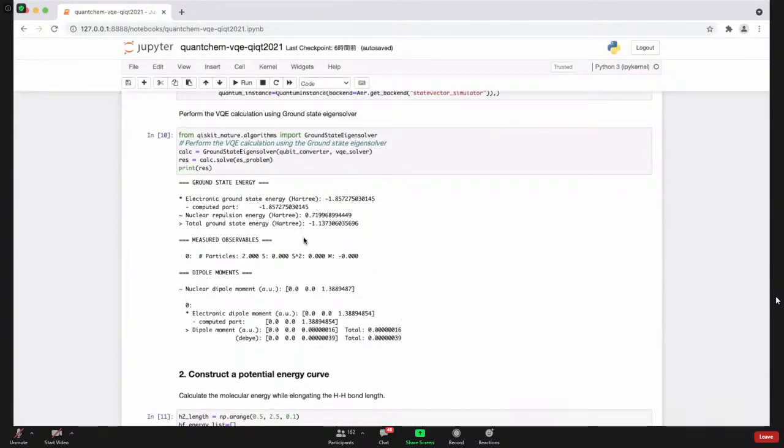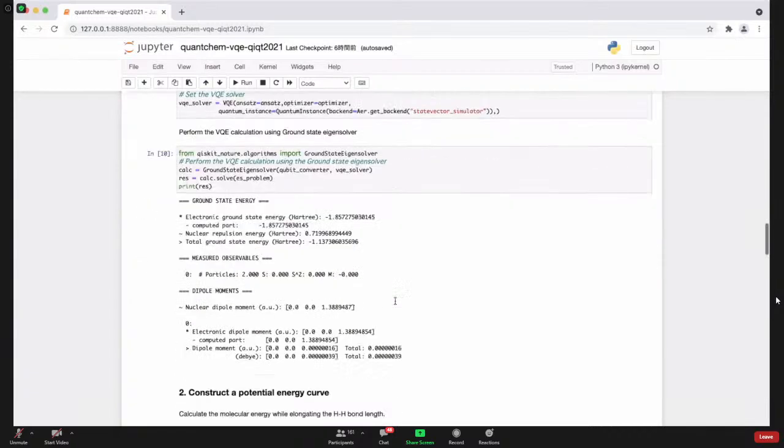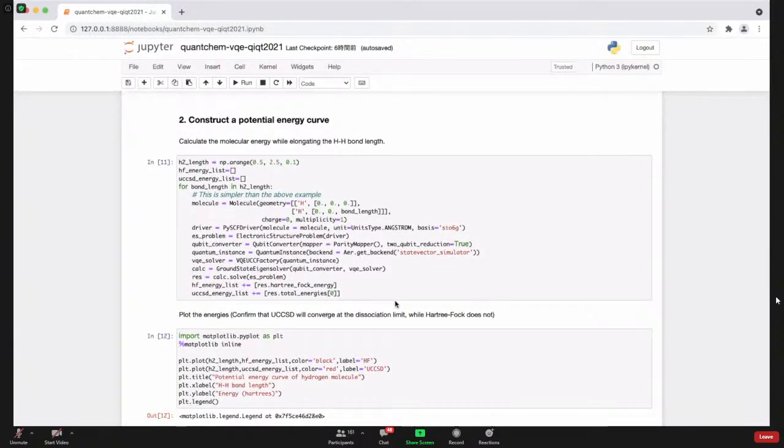If you do it on your own, you can see that it'll be very close to or precisely the same as the exact results, because the UCCSD ansatz with 2 electrons will be exact. So this is the basic way to do so. And the next thing is to construct a potential energy curve. What we're going to do is we have 2 hydrogen atoms, and we're going to change the distance little by little and see how the energy behaves.